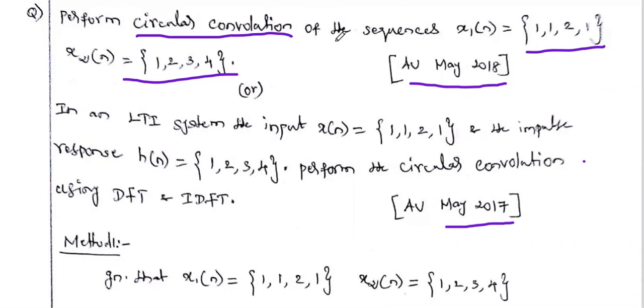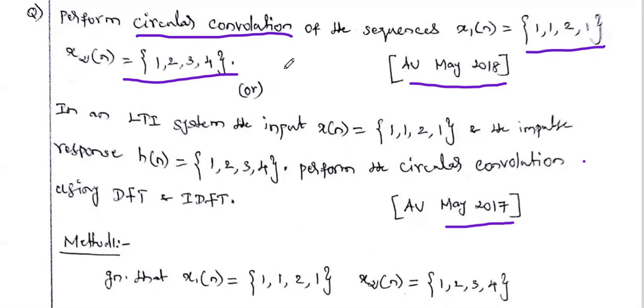So we may perform the circular convolution between these two sequences in a very simple way, that is, the matrix multiplication method, or the graphical method, the concentric circle method. Those are time domain methods. In order to perform the circular convolution process, we may use one more thing, that is, DFT and IDFT, according to the circular convolution property.